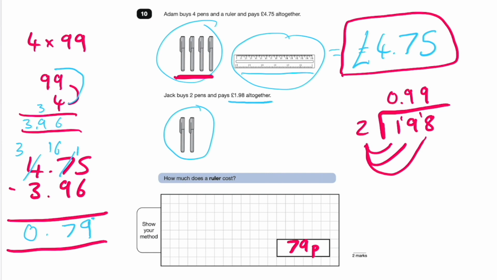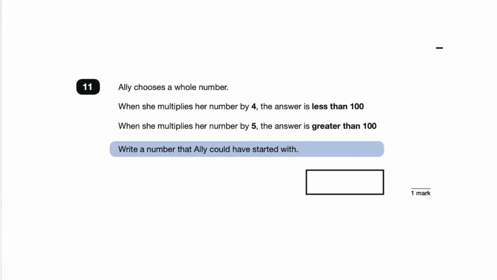Loads of working out, but that's not the only way we could have done it. What we could have said is that we know Jack buys 2 pens and Adam bought 4 pens. So if we get this £1.98 and we times it by 2, we would automatically get our £3.96. And then again, we could just subtract that from the total of £4.75 and it would give us the same answer. So 2 different methods, but to get you the same answer. Let's have a look at question 11.